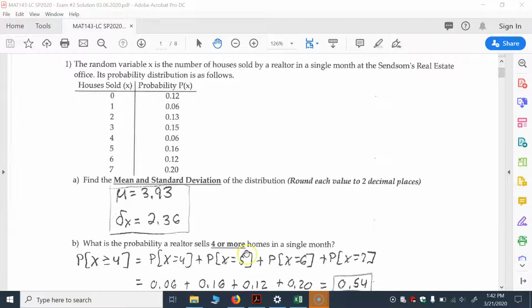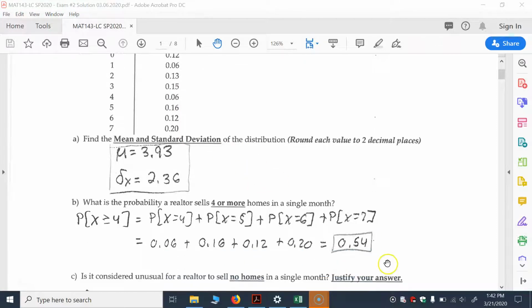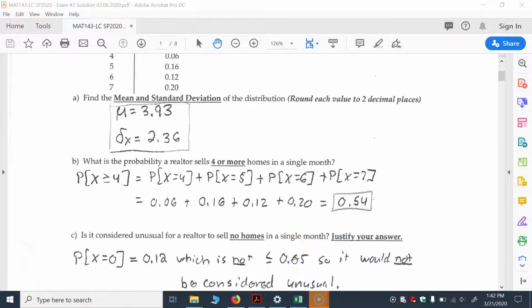Now, what's the probability the realtor sells 4 or more homes in a single month? Well, that's probably X greater than or equal to 4. And all we really want to do is just add these 4 individual probabilities here, and you'll get 0.54. And then, is it unusual for a realtor to sell no homes in a single month? Well, the probability of X equals 0 is 0.12, and that is not less than our threshold of 0.05. All right, so it would not be considered unusual.